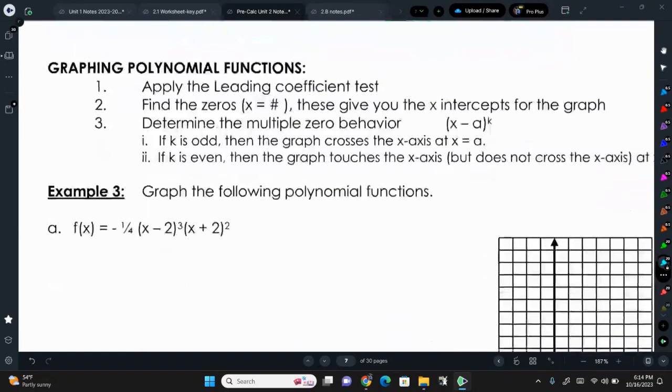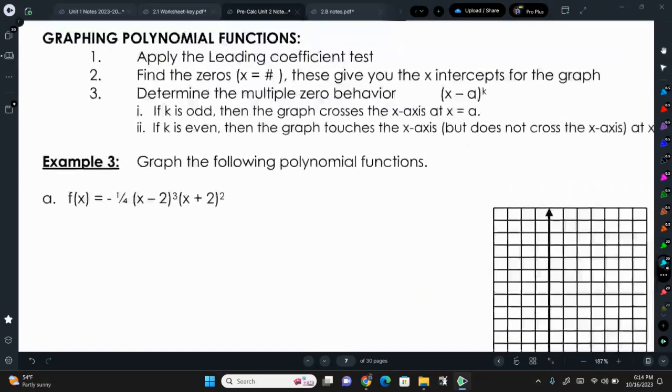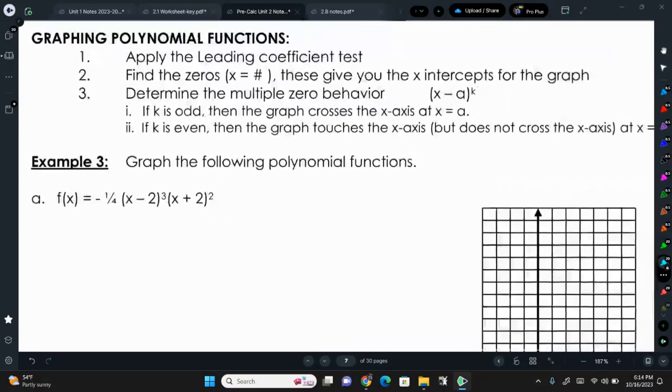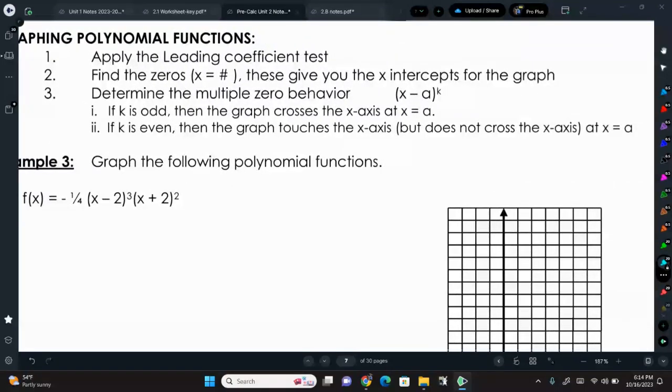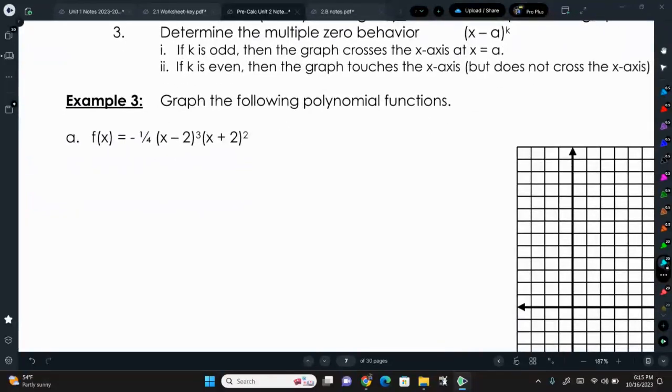So graphing polynomial functions, the first thing we're going to do is apply the leading coefficient test, so we know which direction our function goes. Does it go up to the left or down to the left, up to the right, down to the right? Then we're going to find our zeros, our x-intercepts, and plot those. Determine our multiple zero end behavior, so multiplicity, even or odd, and that tells us if we cross or bounce. And then we're going to use smooth curves to connect our points, our zeros. So it says graph the polynomial function.